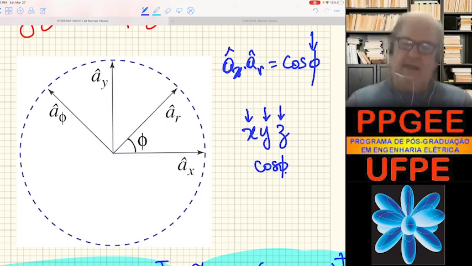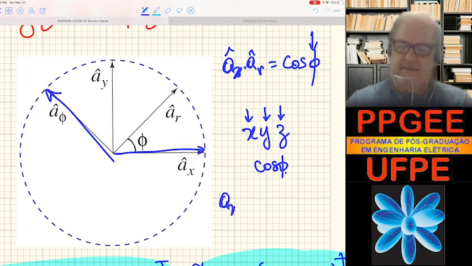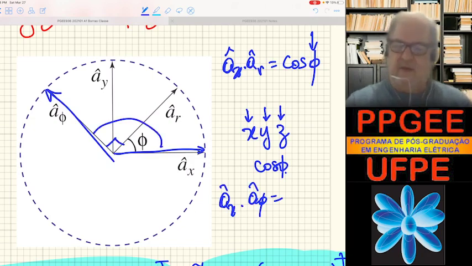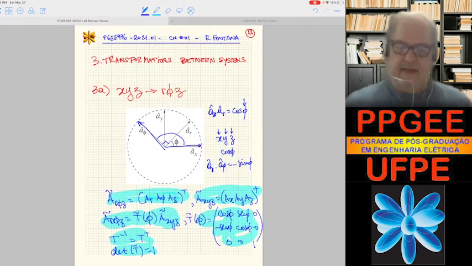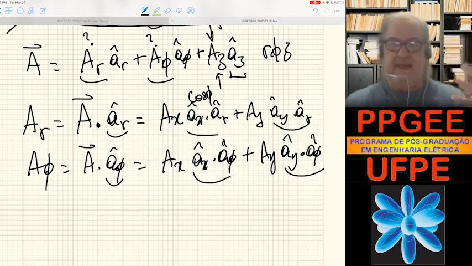The same way, aX dot a phi equals the cosine of pi over 2 plus phi, which is this angle here, which is minus sine of phi. So once doing that, here we have cosine of phi, which is known. So I'm saying that we know the value of phi, right? Because I know the coordinates in space.